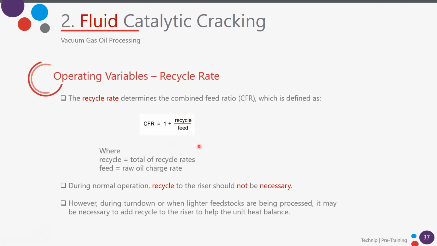This recycle will be used during turndown or when lighter feedstocks are being processed, okay, to help the unit heat balance. But in normal operation, and remember that at this level of the training we talk about normal operations, okay? We are not talking about startup or shutdown of the unit. So during normal operations, this combined feed ratio is 1.